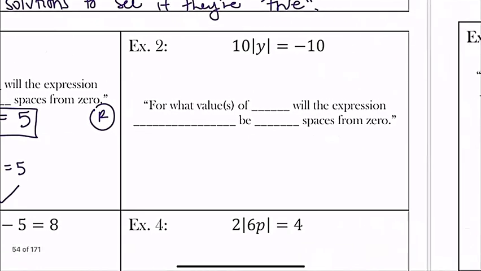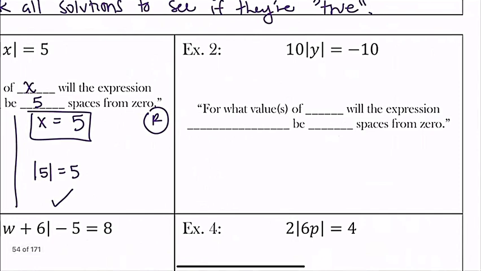Let's do another one. So let's look at number 2. Number 2 does have stuff on the outside. You can see here there's a number on the outside, so we want to move this number over here. We're going to use normal equation rules. Right now it is multiplying by the absolute value of y. The opposite of multiply is divide. So over on the left, I end up with the absolute value of y. Over on the right, I have -10 divided by 10, which is -1.